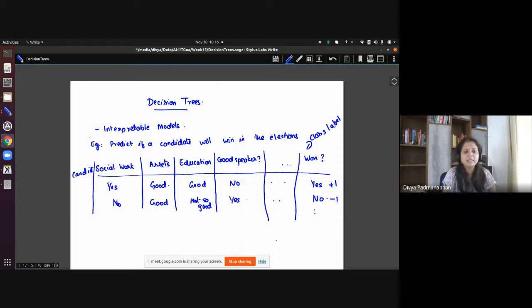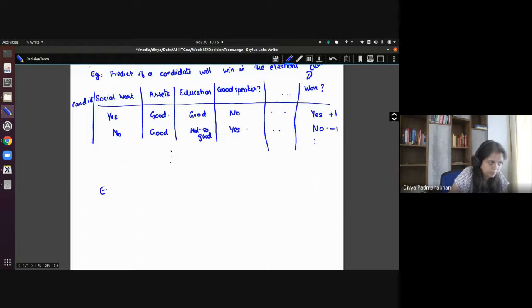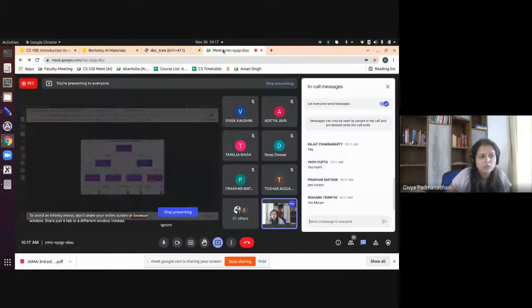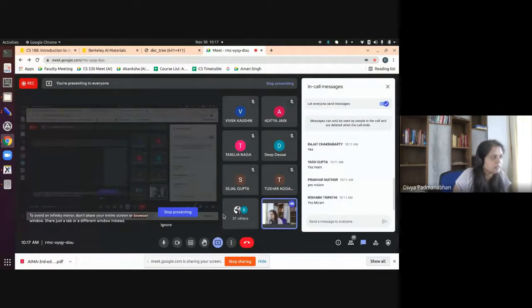Now a concept that is very useful in decision trees is this notion of entropy. Entropy is generally of a random variable or a distribution. Are you all familiar with entropy? Do you know what entropy is? Have you seen it somewhere? Do you remember entropy? Does it strike a bell? Tanuja, do you know what entropy is?